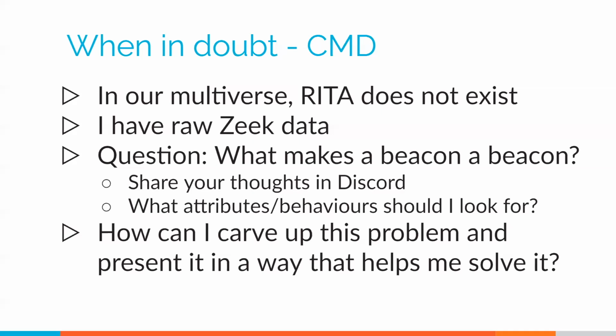So what I'm going to do is talk about beacon detection using Zeek data. So we've got some Zeek data. We don't have RITA. Let's pretend we don't. I've just got some raw Zeek data, and I want to try and figure out other beacons there that I need to worry about.